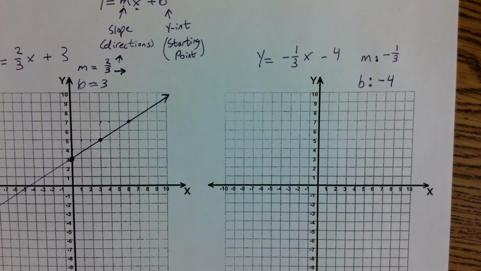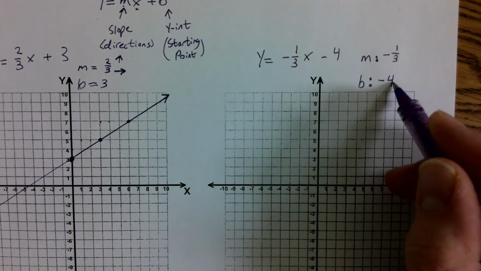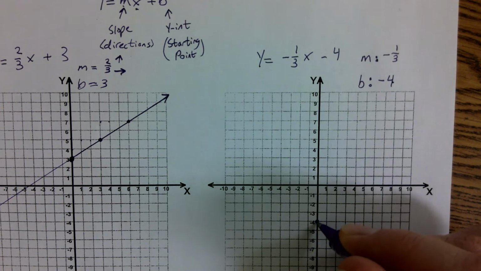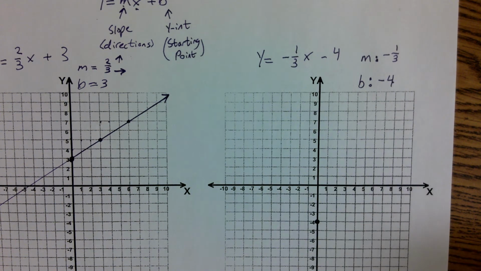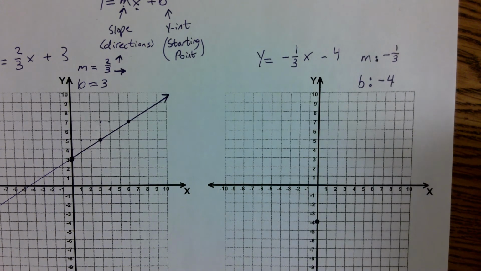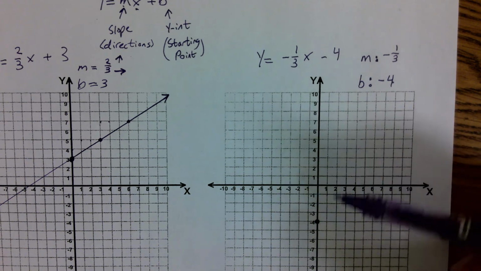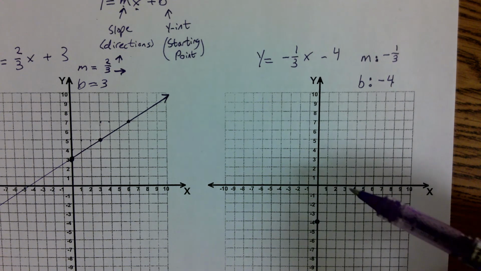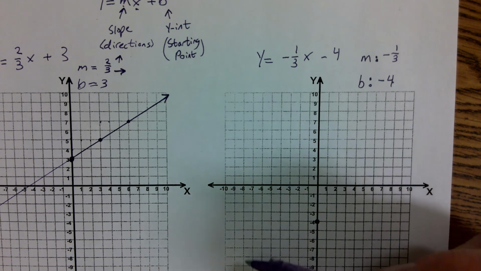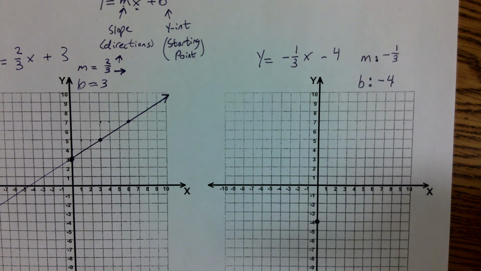So from here, we'll start by putting a dot at negative 4 on the y-axis. Okay, so negative 4 right there. Now we're going to follow our slope, and notice that the slope is negative. And because the slope is negative, that means one of the directions we go has to be in the negative direction. For y, negative is down. For x, negative is left. But we don't want to go down and left because then both directions are negative.